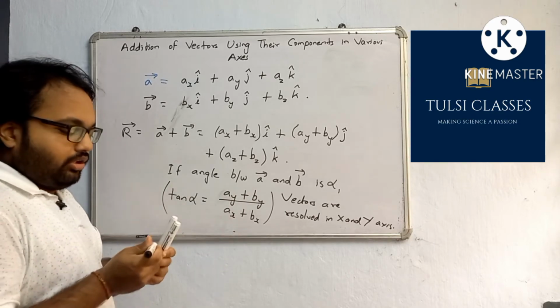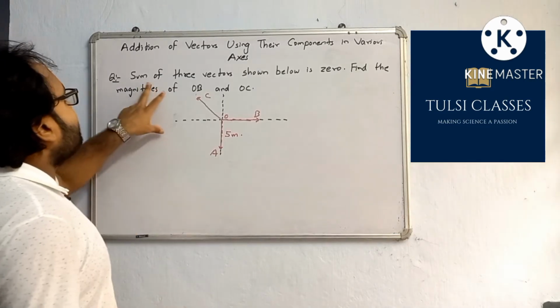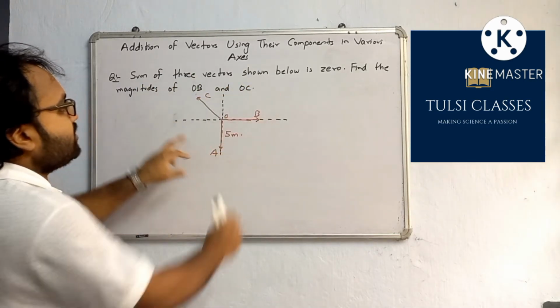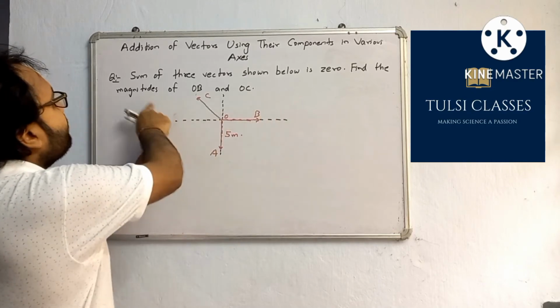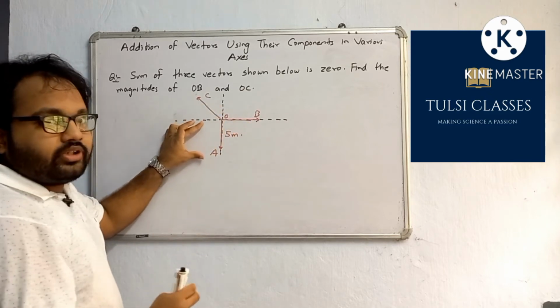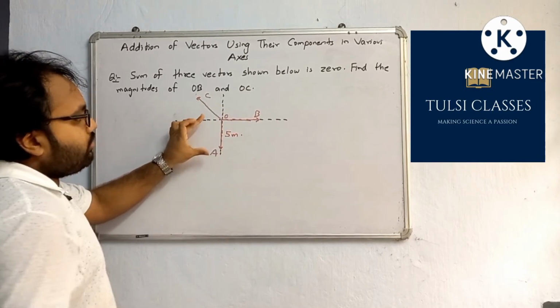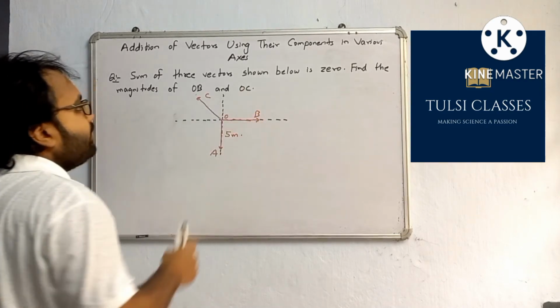Now let us take a look at a question based on this concept. The question says the sum of the three vectors shown below, this is the figure, is 0. That means their resultant is 0. Find the magnitudes of OB and OC. OB and OC are not given. OA is given as 5 meter. The magnitude of the OA vector is 5 meter. The unit is meter. Now we have to find OB and OC.